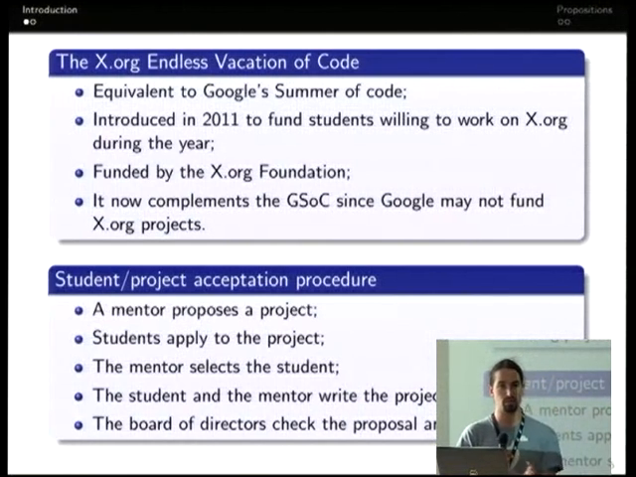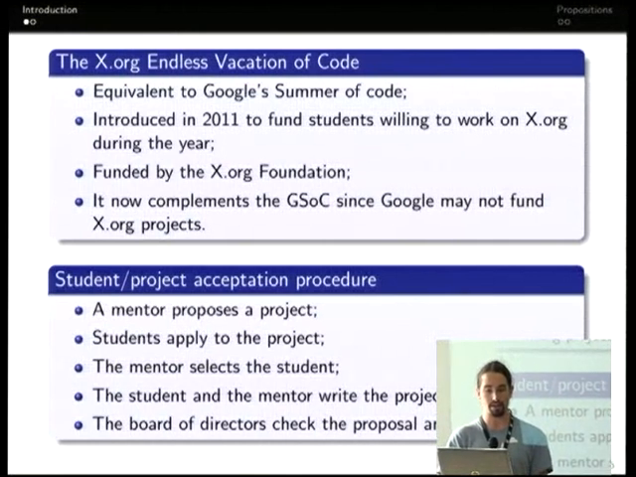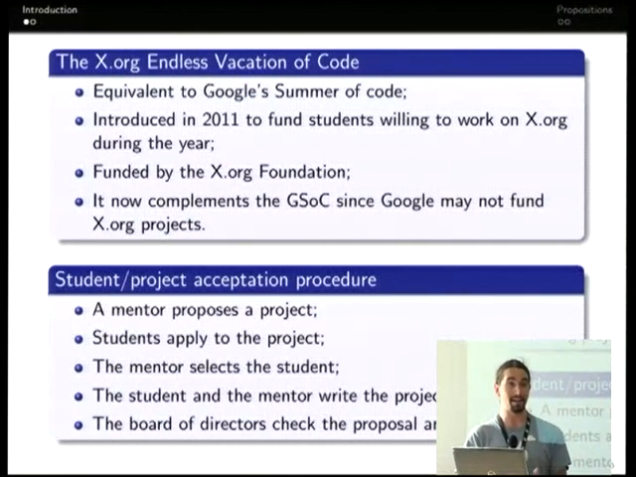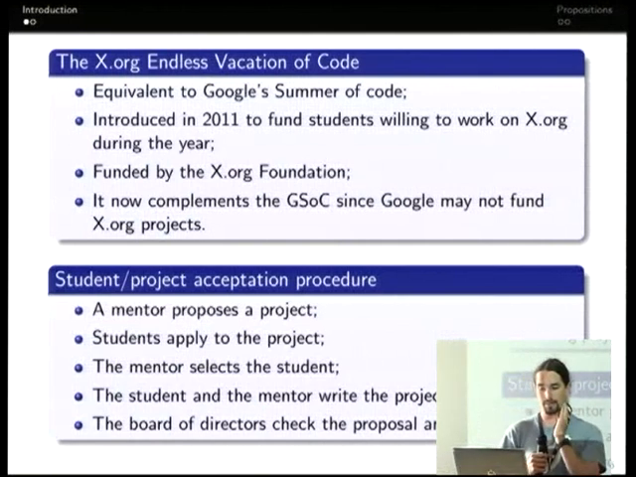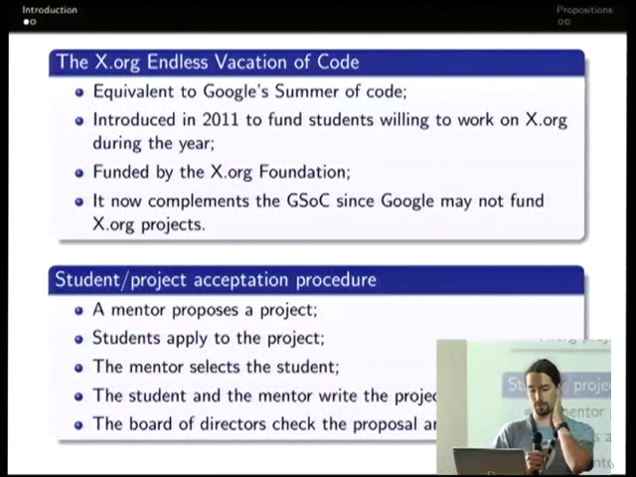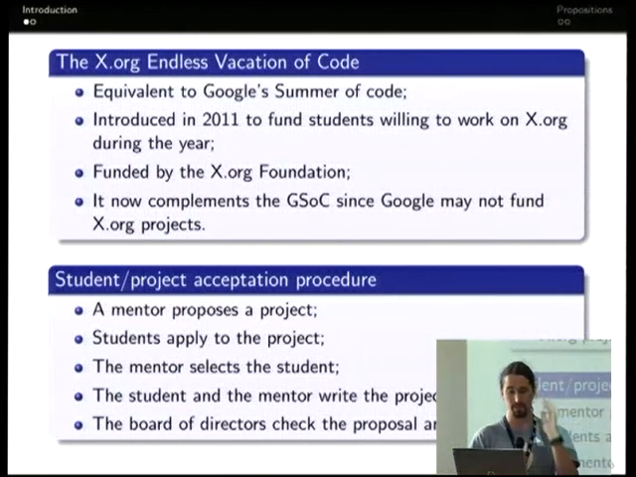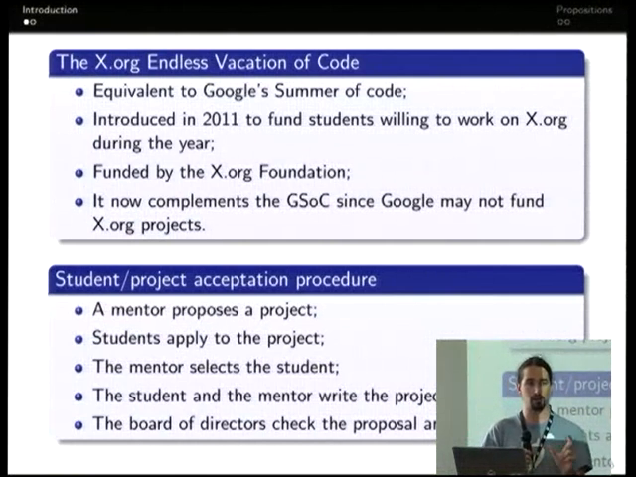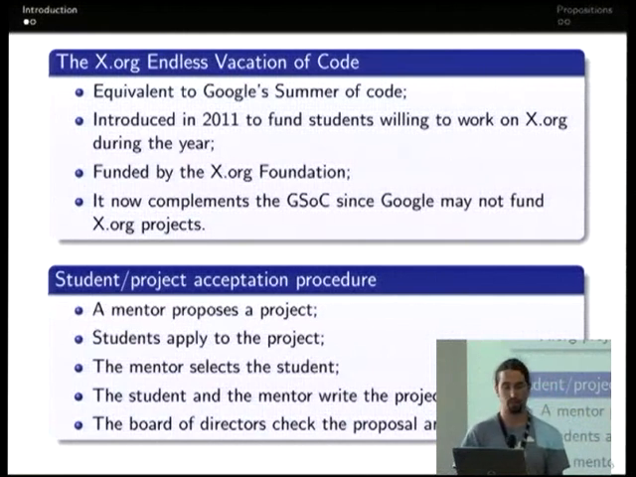So what is the outline of the program? First, a mentor proposes a project, then students apply to it. Then the mentor needs to select the student, and the mentor and student write the proposal together. The more the student works on the proposal, the better. And the board of directors checks the proposal and votes for funding.